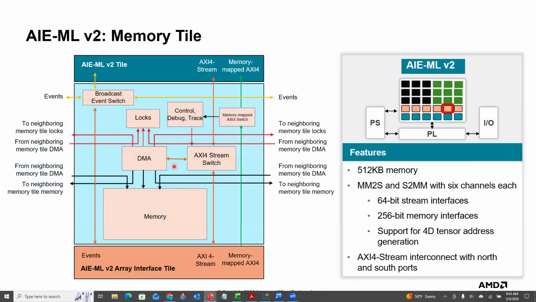So a big part of the AI Engine ML and the AI Engine ML version 2 is this memory at the bottom. This is the additional memory that was added, 512 byte memory. It has DMAs, memory map to stream, stream to memory map with 6 channels. So it's a 64-bit wide streaming interface, 256-bit memory interface. This is supporting 4D tensor addressing.